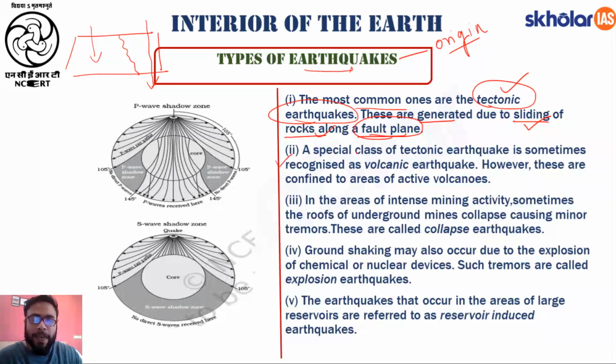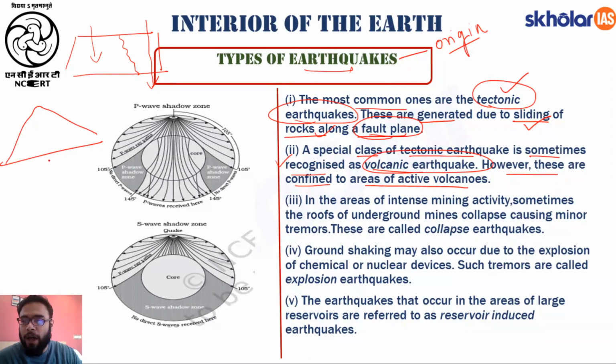Understood? Second, a special case of tectonic earthquakes is sometimes recognized as a volcanic earthquake. However, these are confined to areas of active volcanoes. So as volcanoes rise, what happens? It results in trembling of the earth's surface, right? And because of this trembling, we call it a type of earthquake, that is, a volcanic earthquake. Fine. Then in the areas of intense mining activity, sometimes the roof of underground mines may collapse, causing minor tremors, and we call these collapse earthquakes.